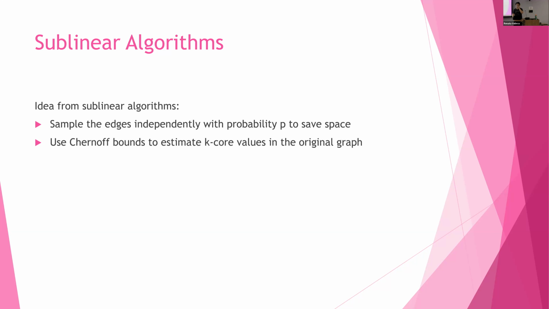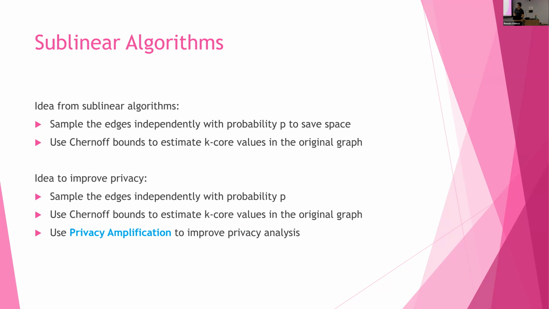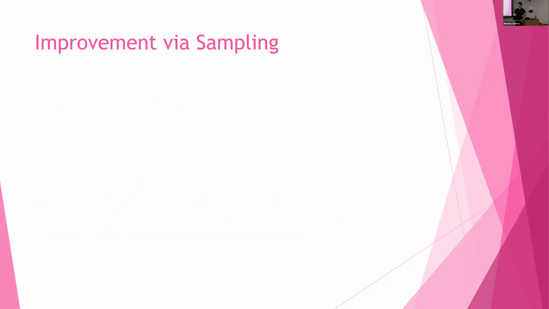So for privacy, we'll basically follow that idea. We will sample the edges independently with probability p. We'll use Chernoff bounds to estimate the k-core values in the original graph. And now the key is that we'll be using privacy amplification in order to improve the privacy analysis with the goal of saving this extra log n factor. Okay. So now we'll take the original algorithm and add this sampling process in it and hope that this will be enough to improve the privacy analysis.